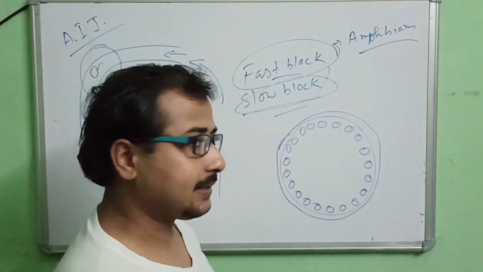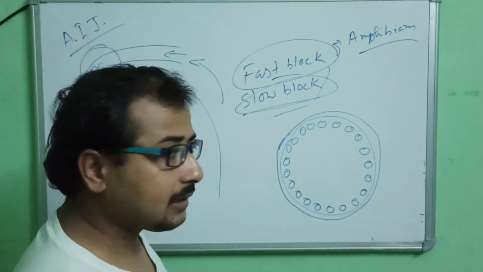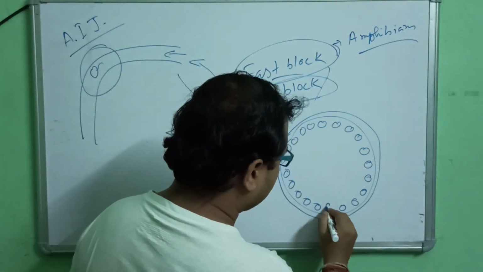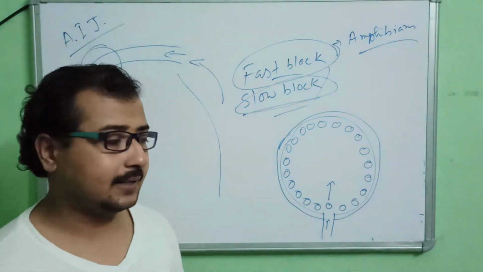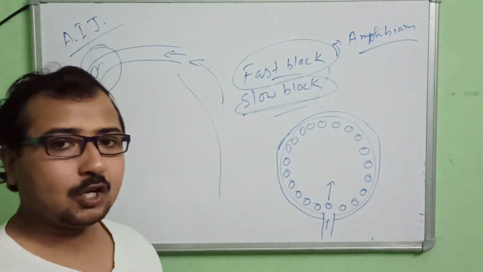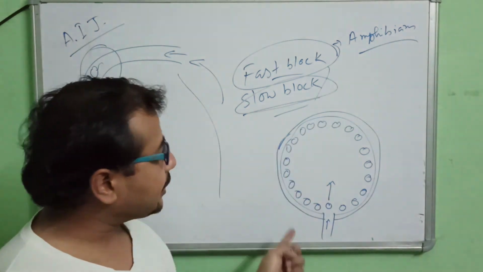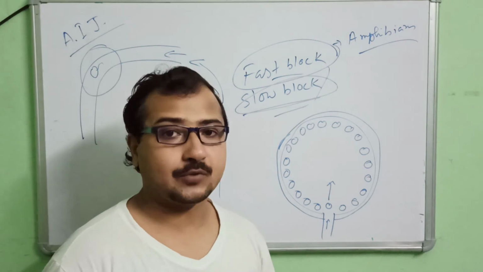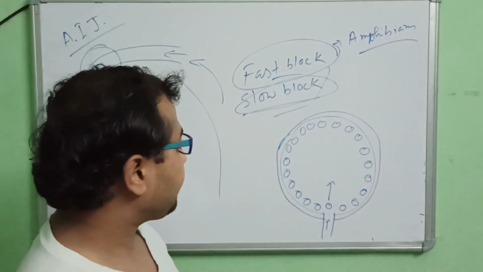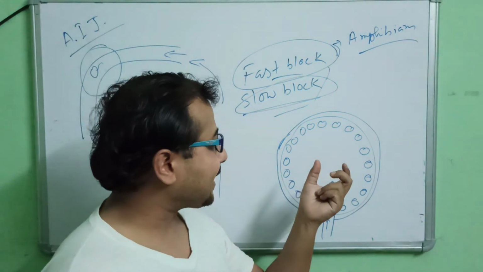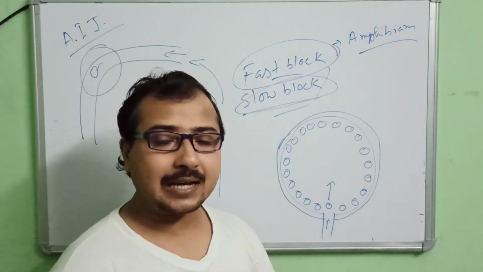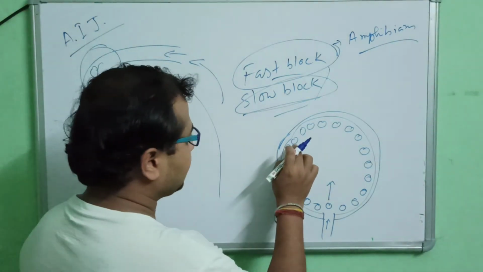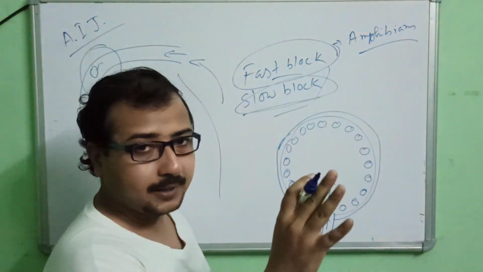The perivitelline space is there. Now what happens when a sperm enters? Once a sperm enters here, the nucleus entering, one fusion takes place. Immediately these cortical granules, which consist of many enzymes, secrete these enzymes outside into the extracellular matrix.